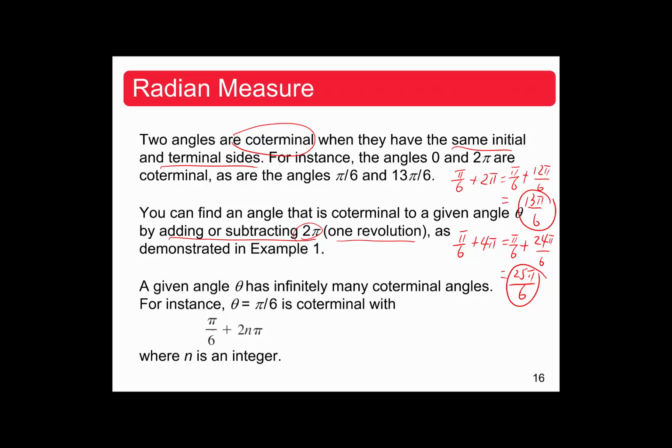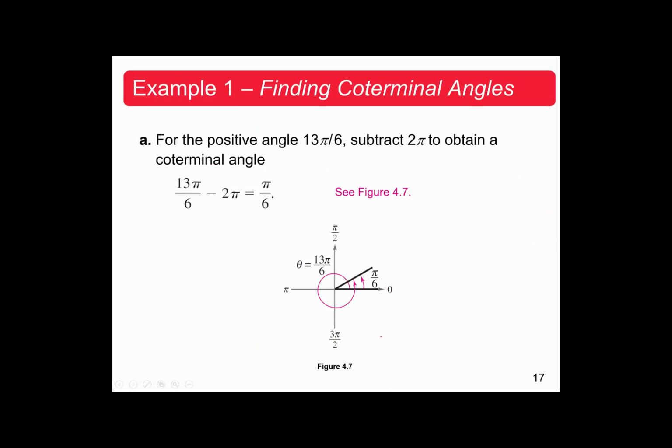And the general coterminal angles for pi over 6 will be pi over 6 plus or minus 2n pi, right? To be more precise, you have infinitely many coterminal angles, where n is an integer. So now going back to the previous example, for the positive angle 13 pi over 6, if you subtract 2 pi to obtain the coterminal angle, you get pi over 6. 13 pi over 6 minus 2 pi, that's 12 pi over 6. If subtracted, you get pi over 6. So they are coterminal.